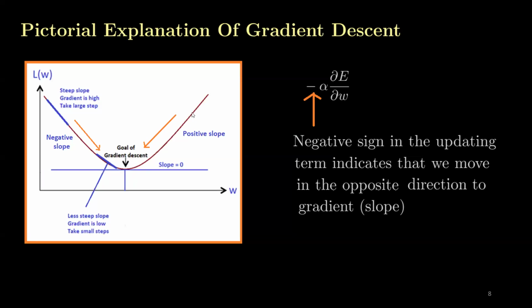So if we are here, this side of the loss function has a positive slope, so we have to move in the opposite direction of a positive slope. And if we are here, which is a negative slope, we have to move in the opposite direction of the negative slope. So we always move in the opposite direction of a slope, which is the gradient. That's why we put a negative sign in this equation.